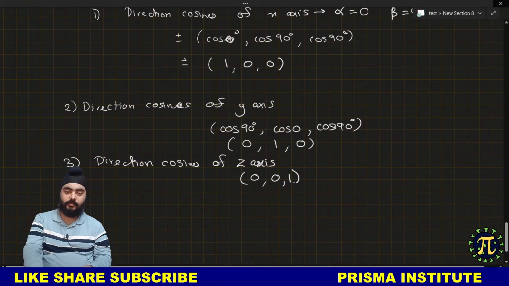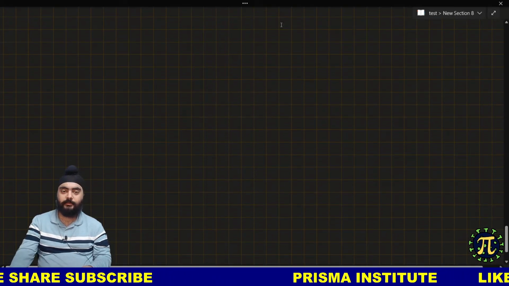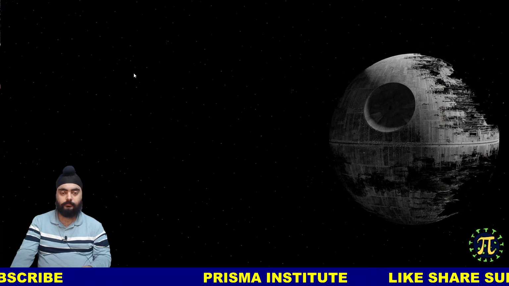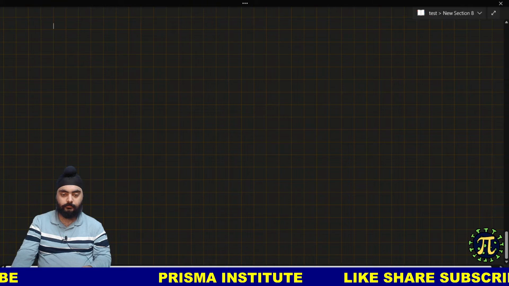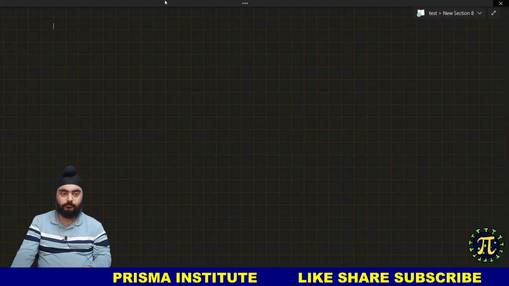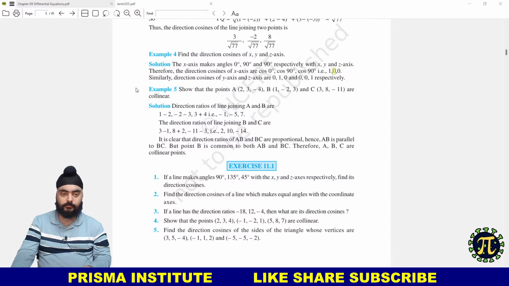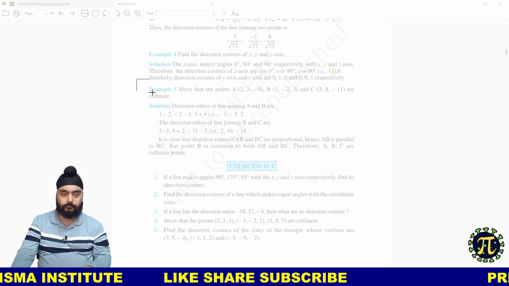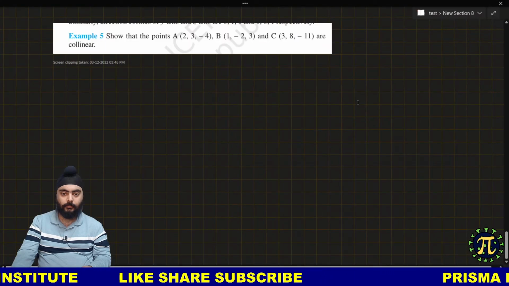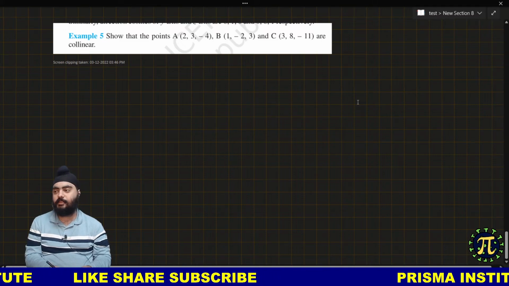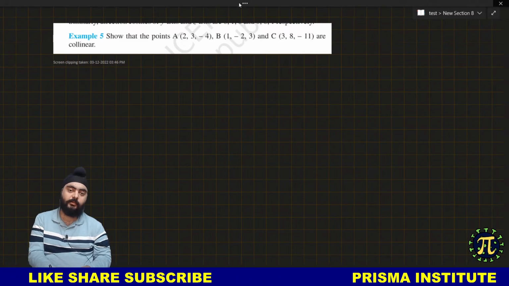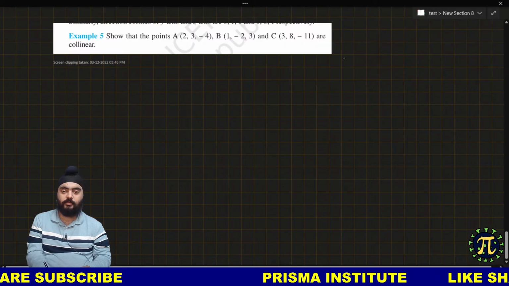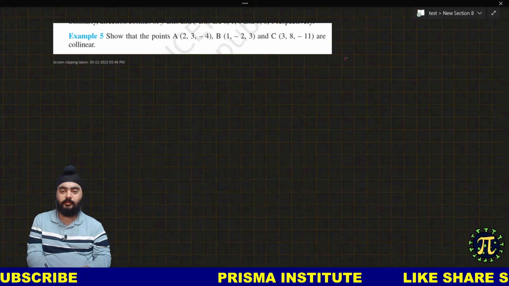So let's move to the last example. Show that these 3 points are collinear. We have already done this collinearity question by 2 methods in this chapter.